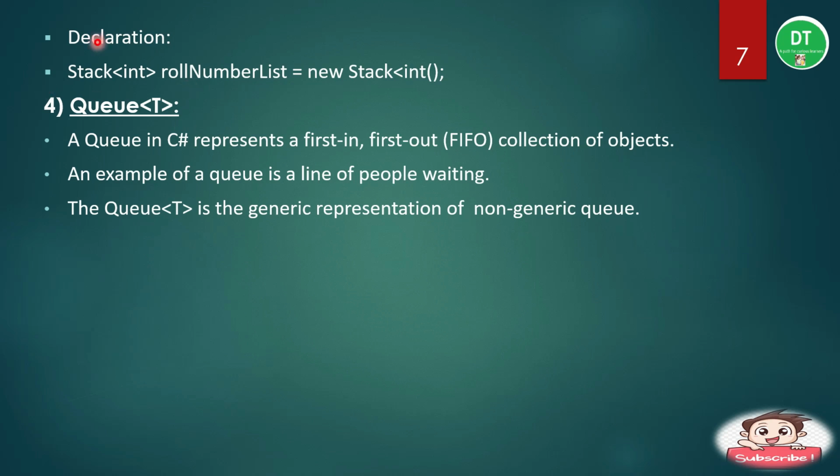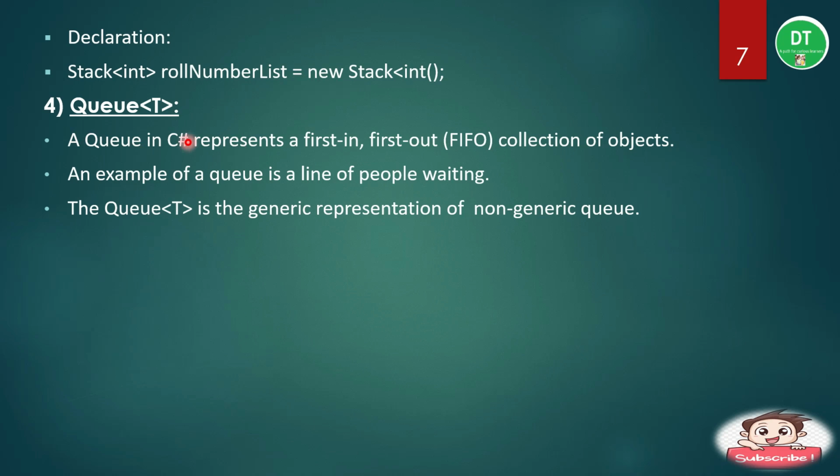Declaration. For declaring the stack, we'll write Stack and then the data type of the items which the stack will hold. Here is the name of the object which we are creating, the stack variable, and after that is the initialization. We are assigning a new object of the stack into this variable of type Stack, roll number list. This roll number list will contain all the integer roll numbers. It is the collection of integer roll numbers.